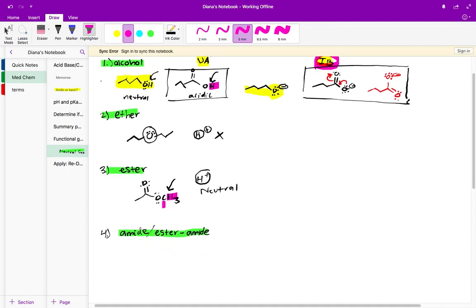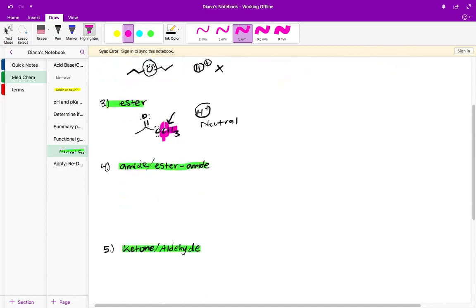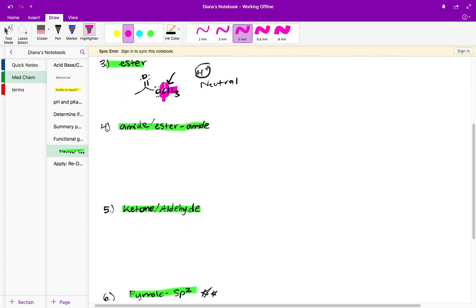The difference is, next to the oxygen in an ester, we actually have a carbon group, and that's what makes it neutral, versus having an oxygen group that would have made it acidic, like a carboxylic acid. So make sure you practice differentiating your functional groups. Another functional group is an amide or an ester amide. So an amide looks like this.